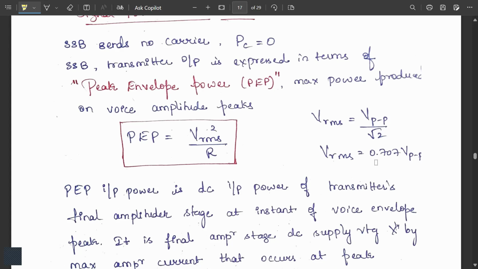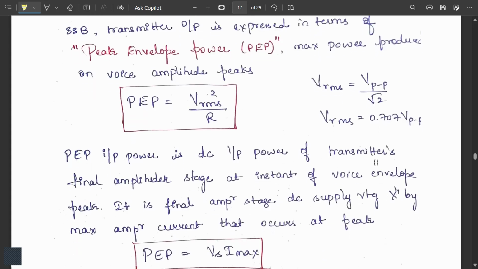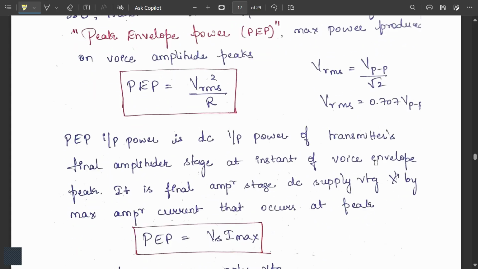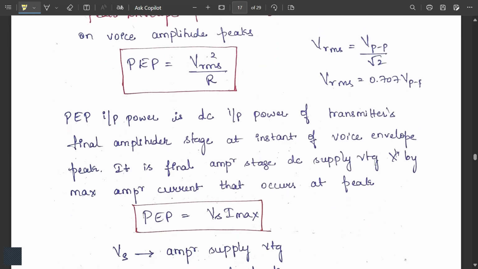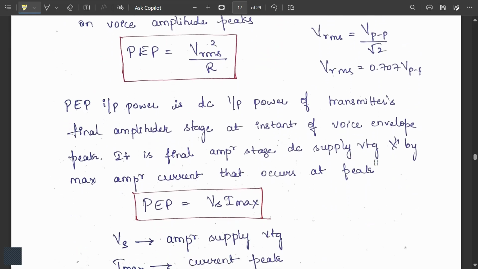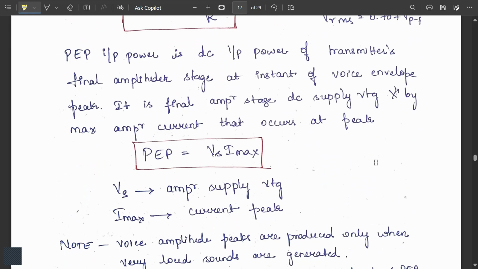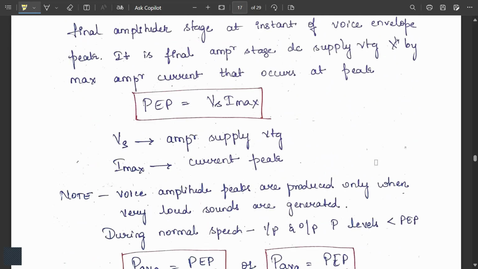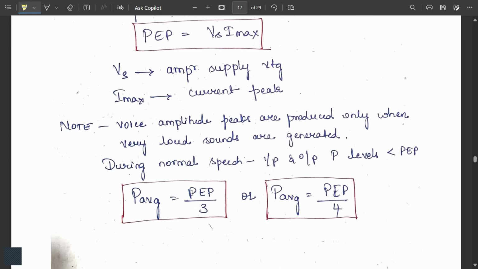PEP input power is the DC input power of the transmitter's final amplifier stage at the instant of the voice envelope peak. In the final amplifier stage, it is the DC supply voltage multiplied by the maximum amplifier current that occurs at the peak. So you can say PEP is Vs times Imax. If the question has given Imax, then you have to use this formula to find PEP. P average is given as PEP by 3 or PEP by 4.